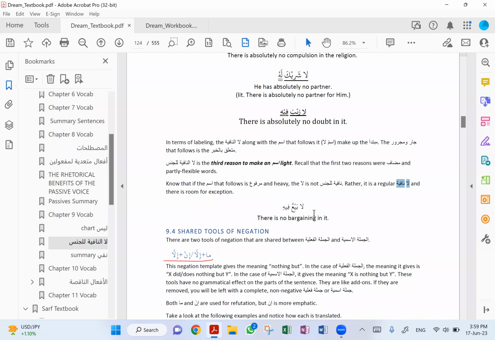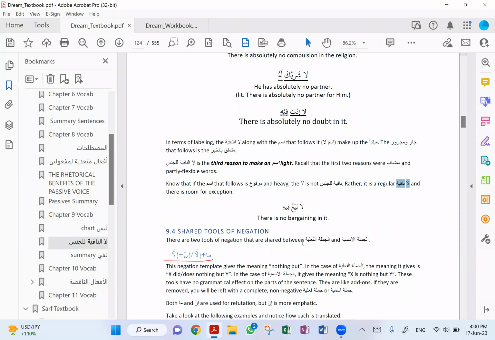So you have lam plus mudari', you have ma plus madi, you have la plus, no, sorry, what am I saying? How do we negate jumla ismiya? What am I forgetting? Ma and Laysa for jumla ismiya, and la. Yes, ma, laysa, la. Those three. I was doing madi.